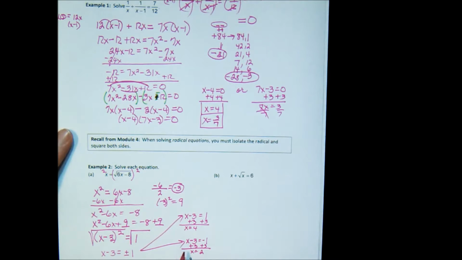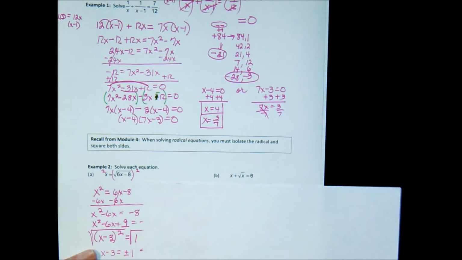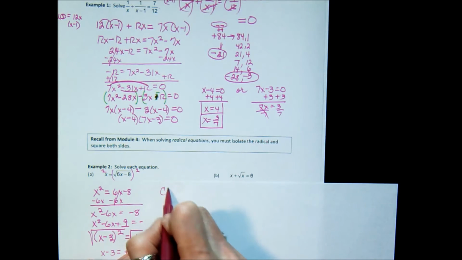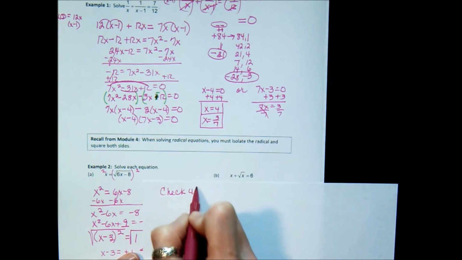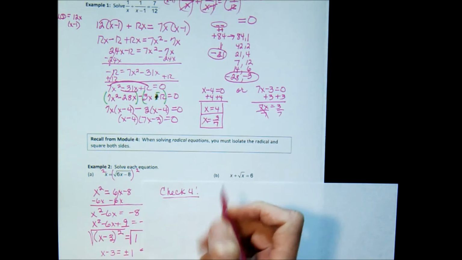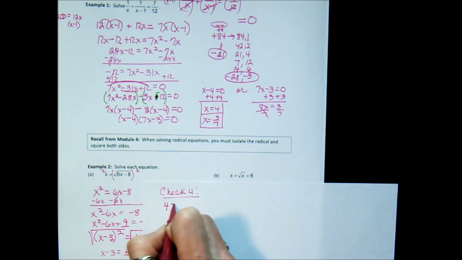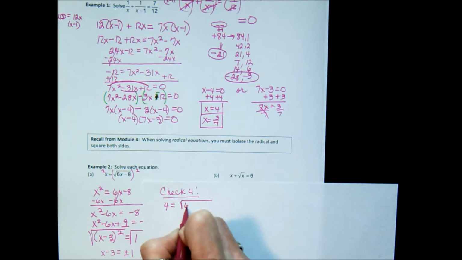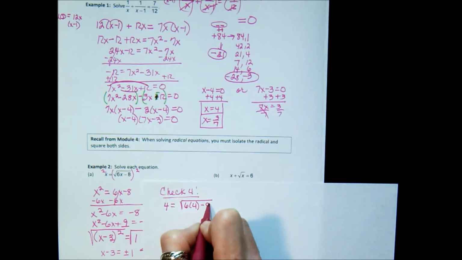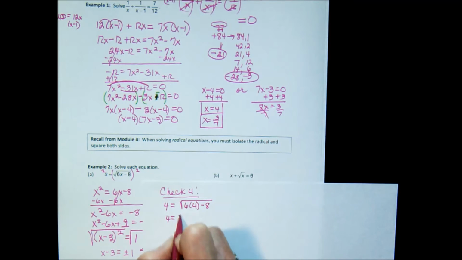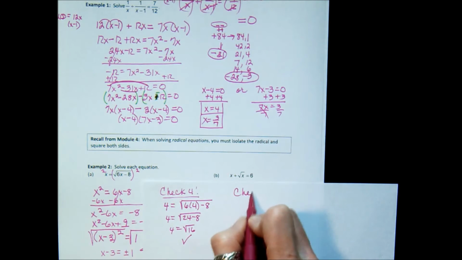So let's check the 4 first. I'm kind of out of space, so let's do it on another sheet. Does 4 equal the square root of 6 times 4 minus 8? Does 4 equal the square root of 24 minus 8? Does 4 equal the square root of 16? And it does.